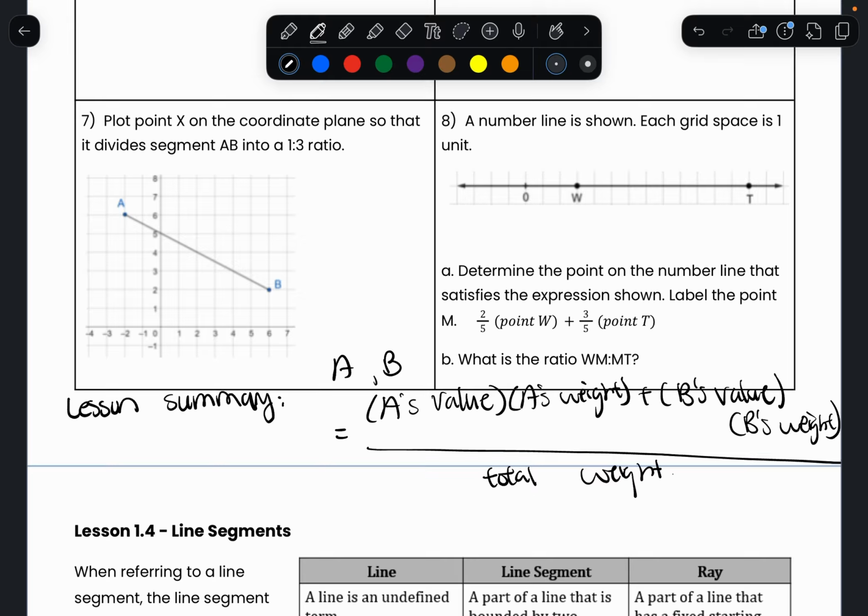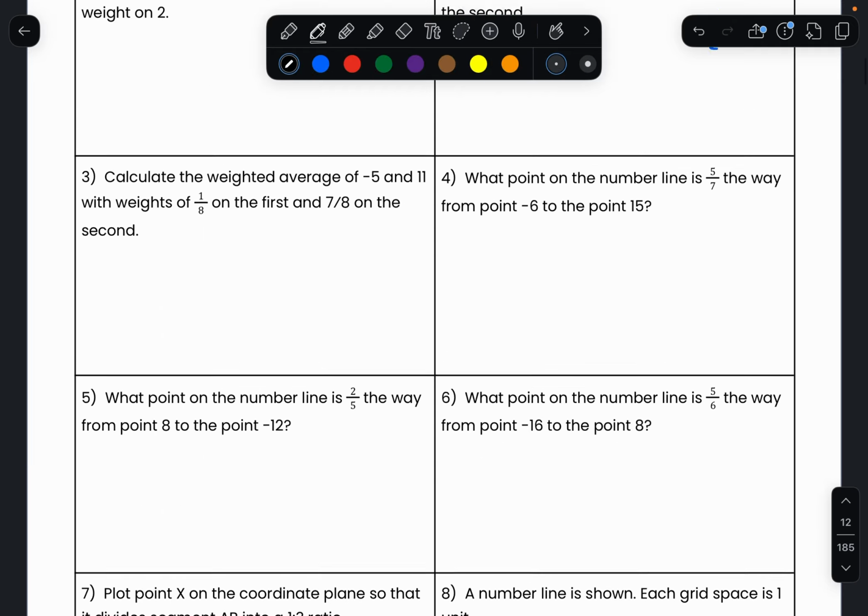Now, first of all, this is only for two numbers. However, if you have more than two numbers, all you have to do is just continue to add on to this formula, like plus C's value times C's weight. You can continue to go on forever and ever, however much you need. And that is the formula we're going to use. And let me show you guys how we will use this with our first example.